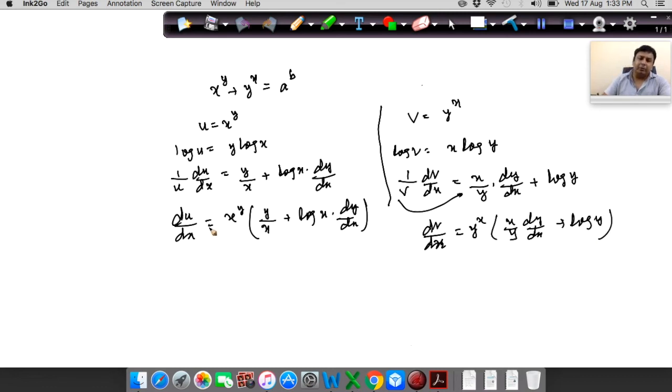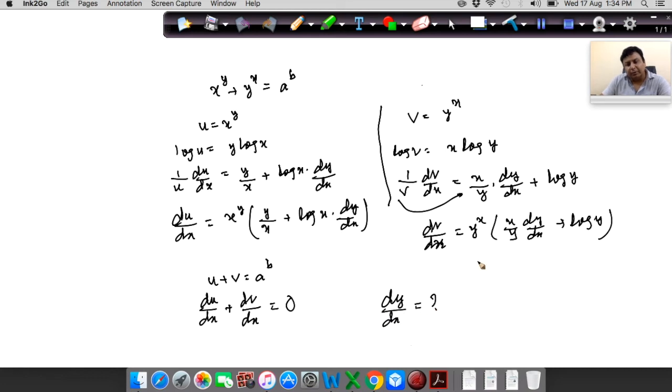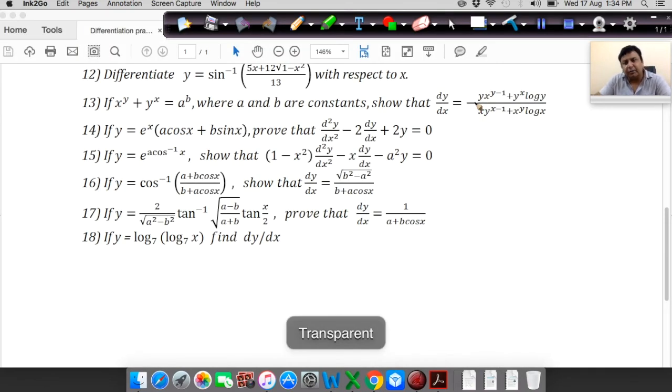Now we have du by dx and dv by dx, and the question is now u plus v equals a to the power b. So if I differentiate this, I get du by dx plus dv by dx equals differentiation of a constant, 0. So that means this plus this should be 0. So just put these values, open it up and get dy by dx value separated by taking common and all. So that should be your answer, and what you have to prove is already given in the question here. So you should end up getting this result. Try.